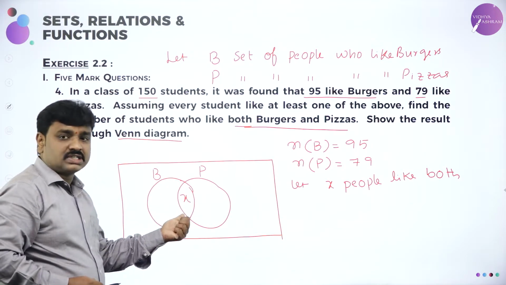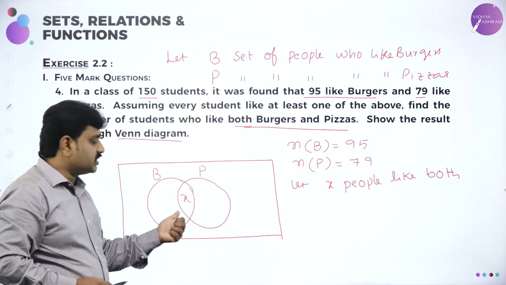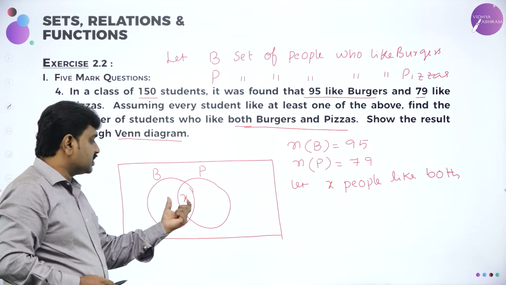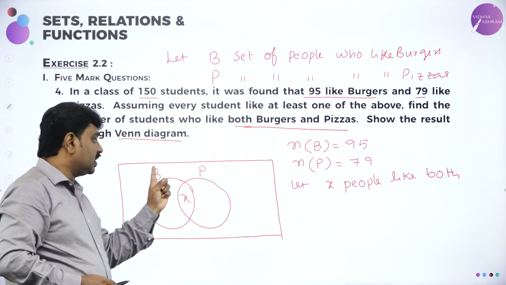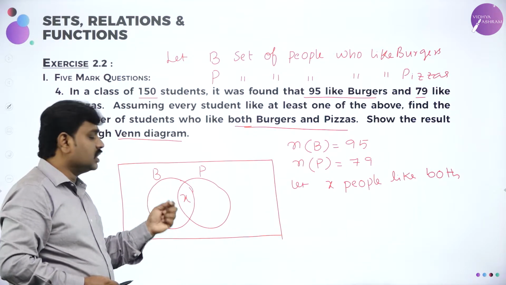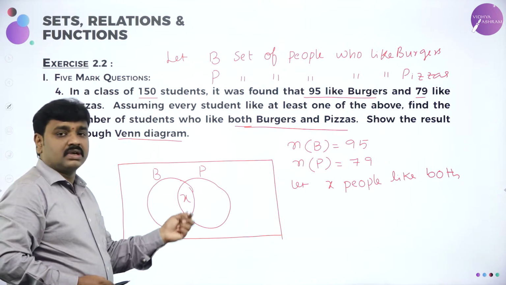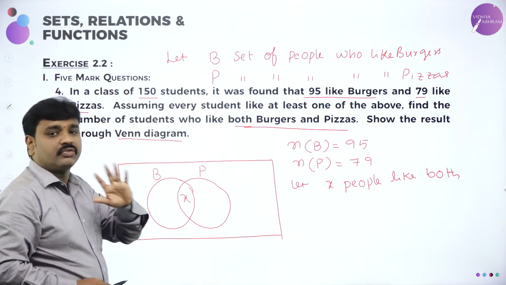What is this region called as? Intersection region. In this region I will take X. So, this is the region common for both B and P. B means what? People liking burger. P means people liking pizza. Common to them is X. So, you need to find X.